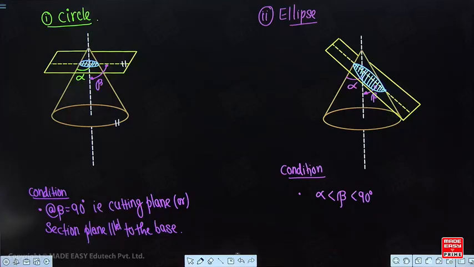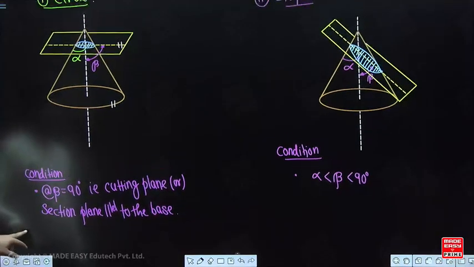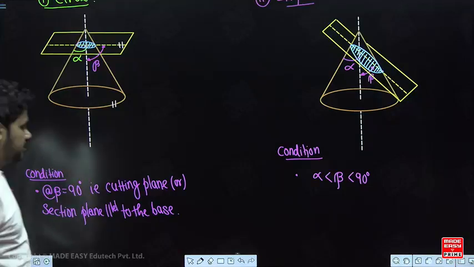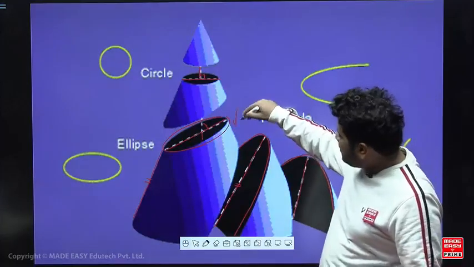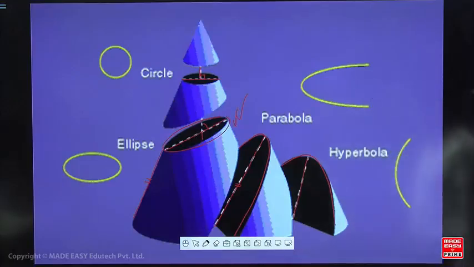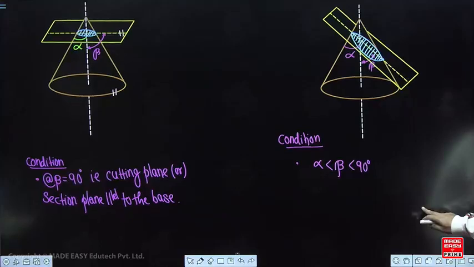Clear everyone? So this is how we are going to get the ellipse. So this is the second case done. The same thing I have shown you here also, the same thing is your ellipse, correct? Same thing is here. Done?